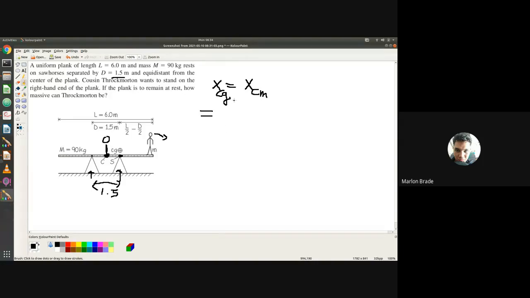So unsa gani itong expression sa center of mass? Di ba, sa position sa center of mass, summation of m i x i, divided by summation of m i.